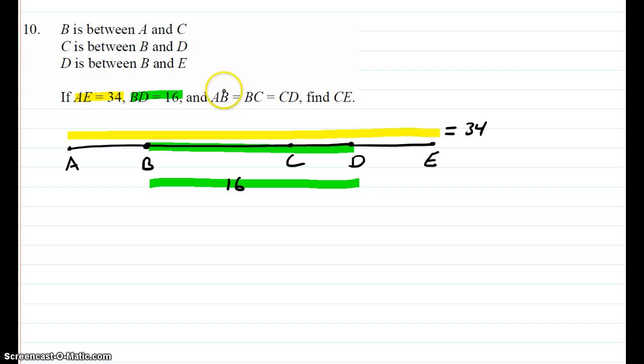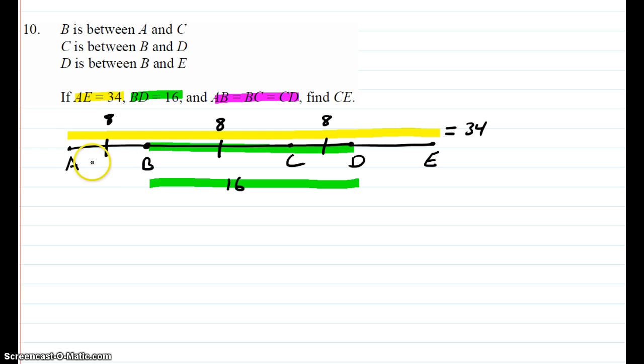And then it says AB is equal to BC, which is equal to CD. Well, my picture doesn't look like that, but that's okay. So now we'll just put a congruent mark. This is congruent to this, which is congruent to this. Now, why that's important is because if I know from here to here and from here to here they're the same, then I know that each one of these pieces here is 8, because 8 and 8 make 16. Also AB would also be 8.